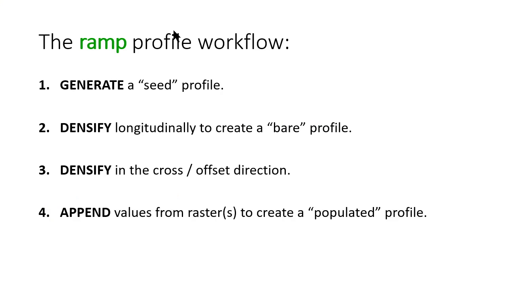So for this tutorial, we're going to follow the RAMP profile workflow. Firstly, we're going to generate what's known as a seed profile. Then we're going to densify that seed profile both longitudinally and in the cross and offset directions to create a bare profile. And then finally, we're going to append values from a raster dataset to create a populated profile. And then we'll open that profile up and see what it looks like in the RAMP profile viewer.